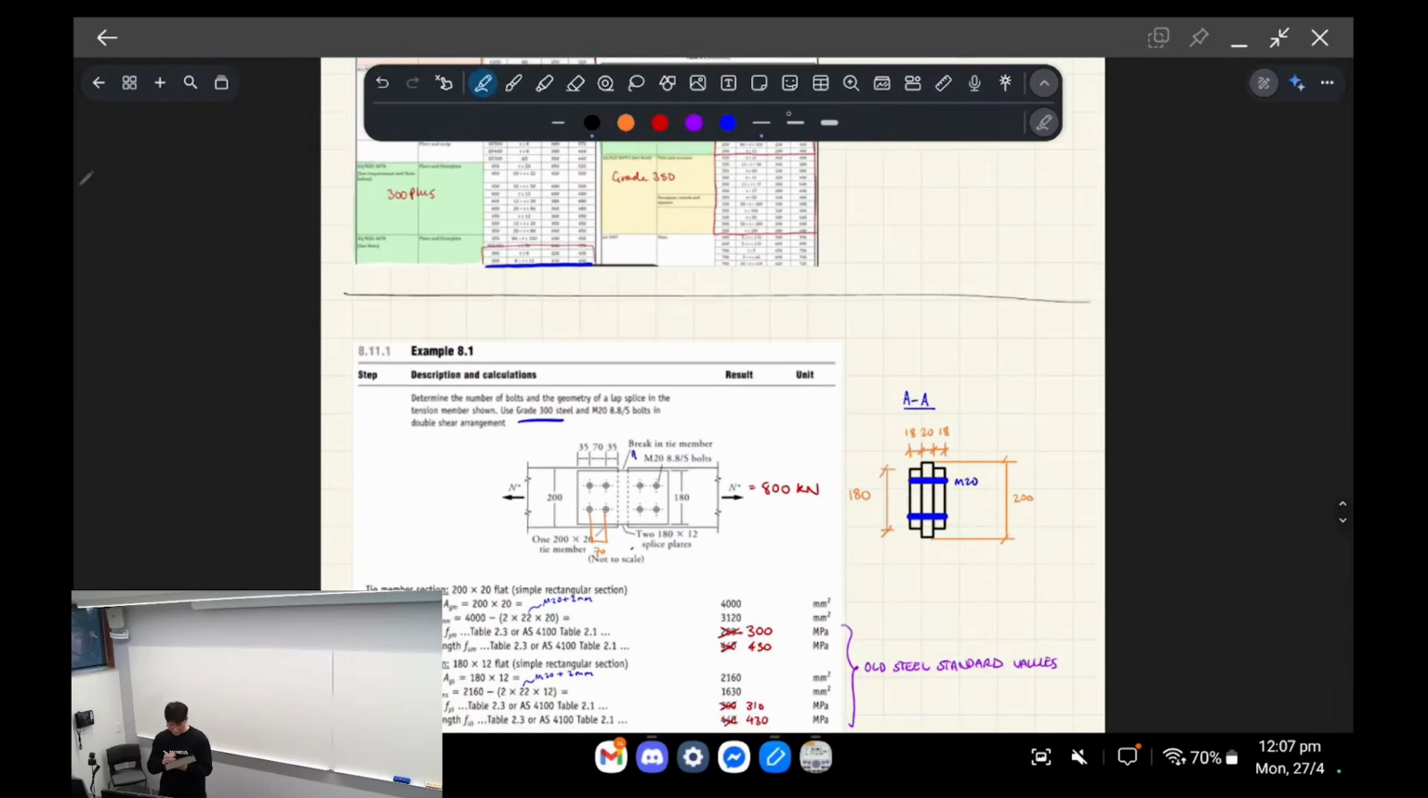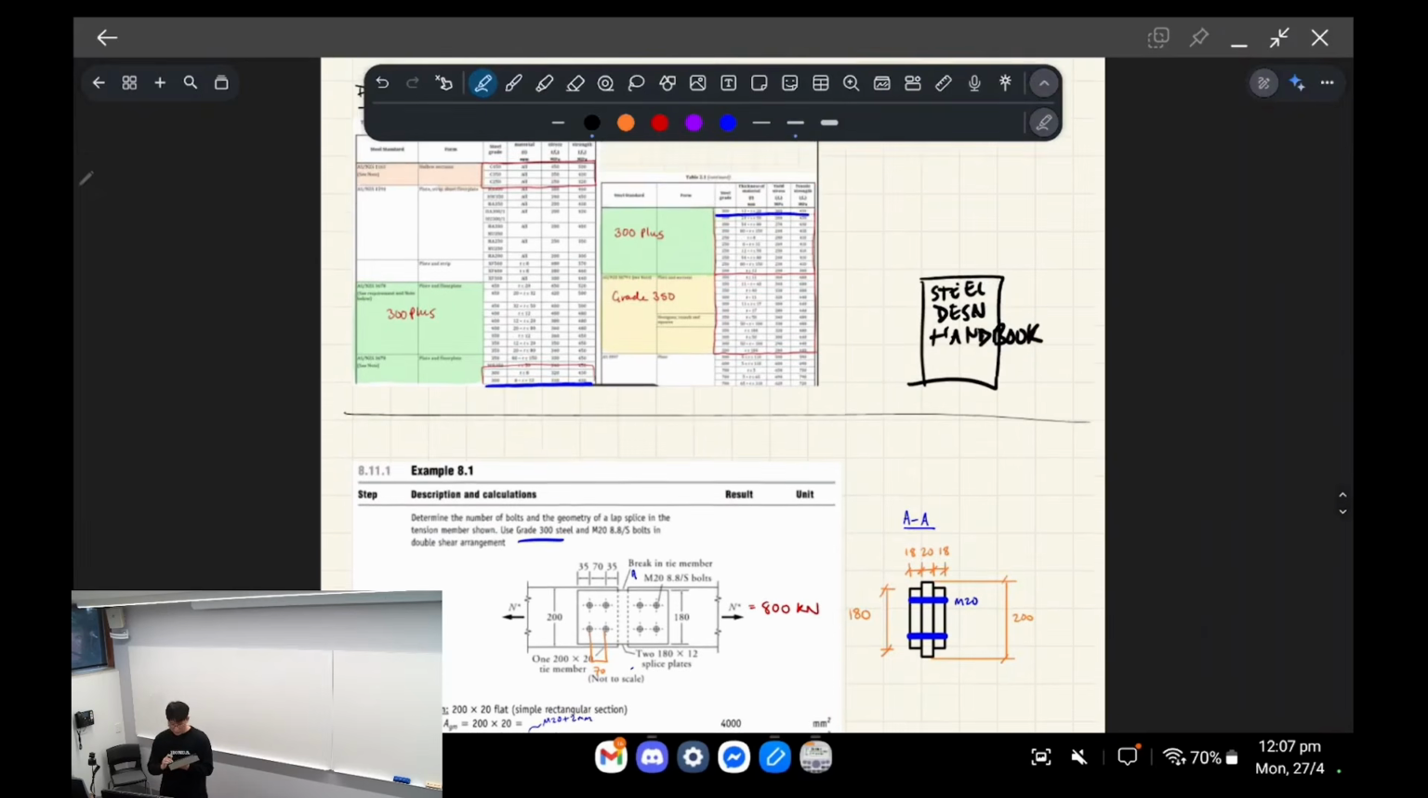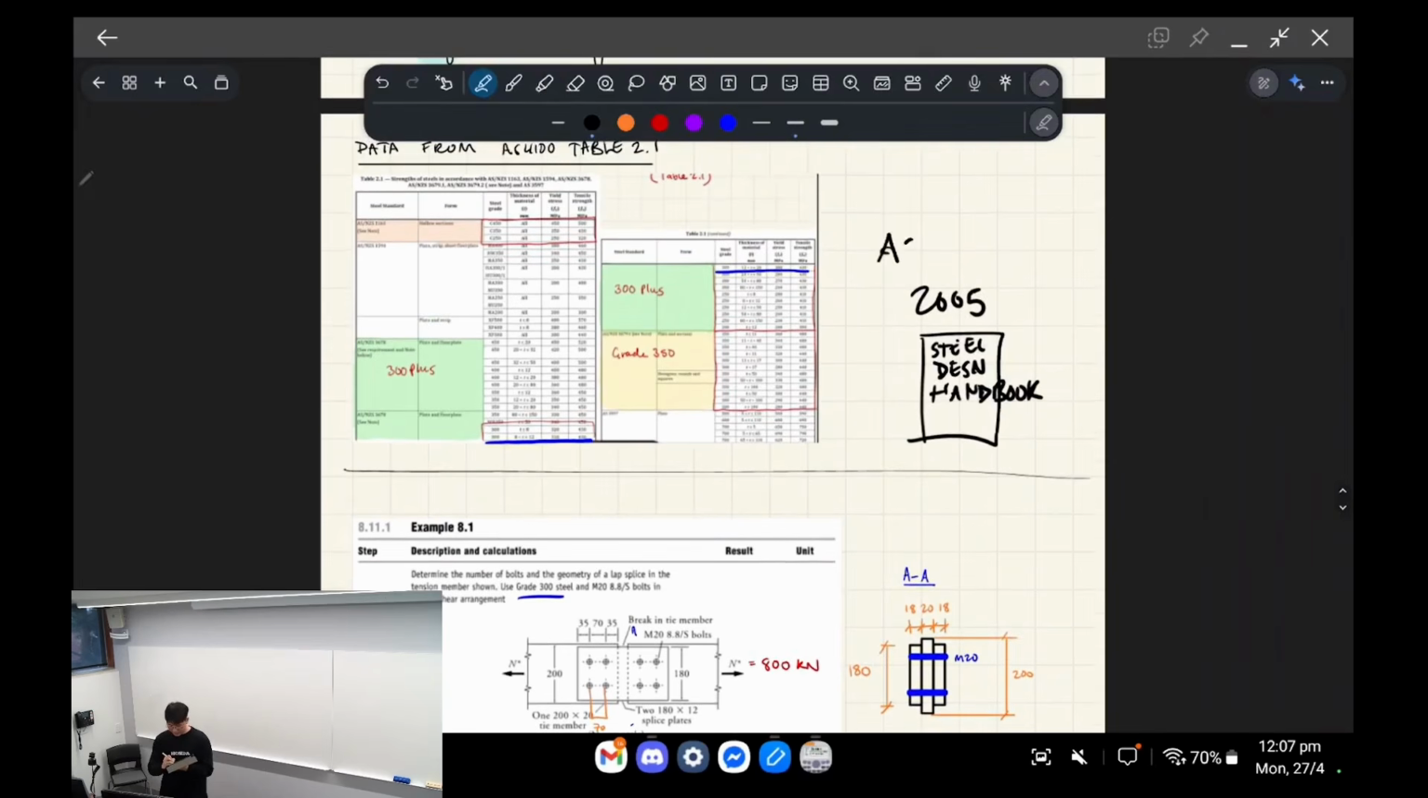basically in my Google Drive, there's this textbook called the Steel Designer's Handbook. It's a really good resource because it explains a lot of things that are in the standards. But the problem is it's from 2005, so it uses the old standards, AS 4100, whatever it is. But we want the most recent standards. We want the 2021 ones.